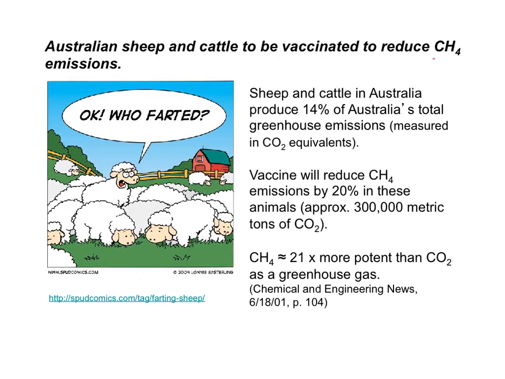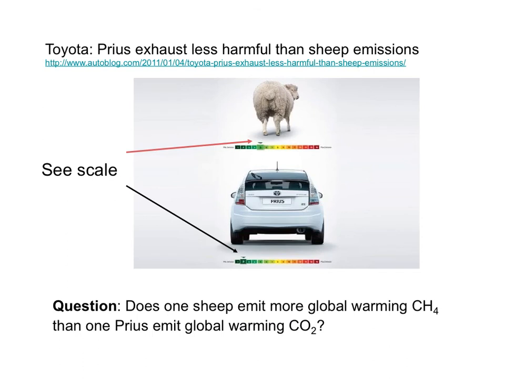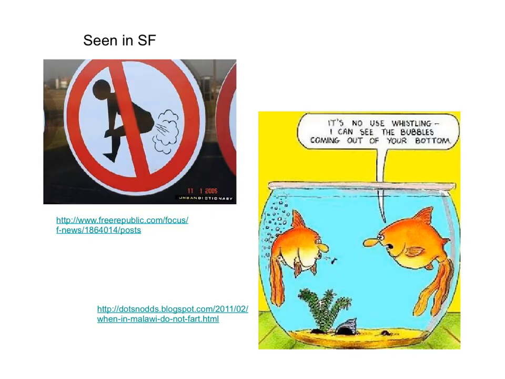Methane is another greenhouse gas, but is much more potent than CO2. Sheep and cattle produce a lot of methane, but a vaccine will help reduce their emissions. There are a lot of cows in the world, and those cows produce quite a bit of greenhouse gases. A study indicates that the exhaust from a hybrid car is less harmful than the emissions from sheep. Maybe this will slow climate change.